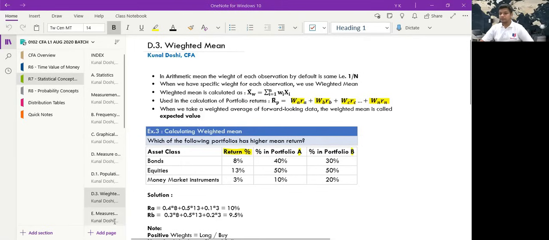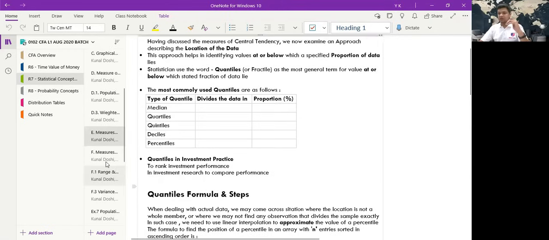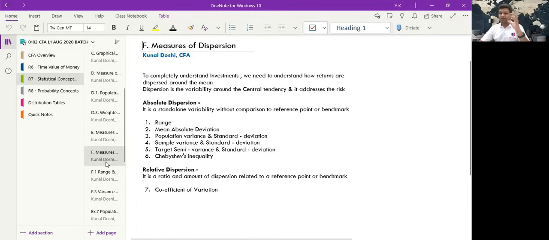So what is dispersion? What is the first thing that comes to your mind? There is something called location. I'll cover the location in a while. But what is the first thing that comes to your mind when you see dispersion? Risk. Yes, dispersion is called risk, correct? So for risk, there are various ways to measure it.